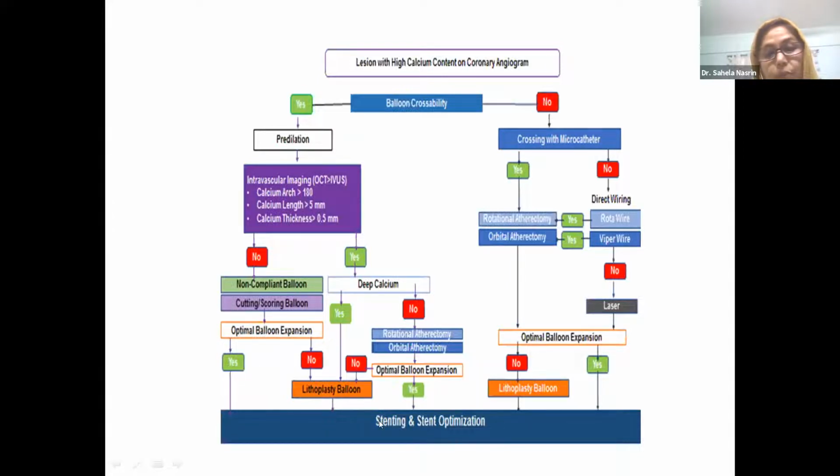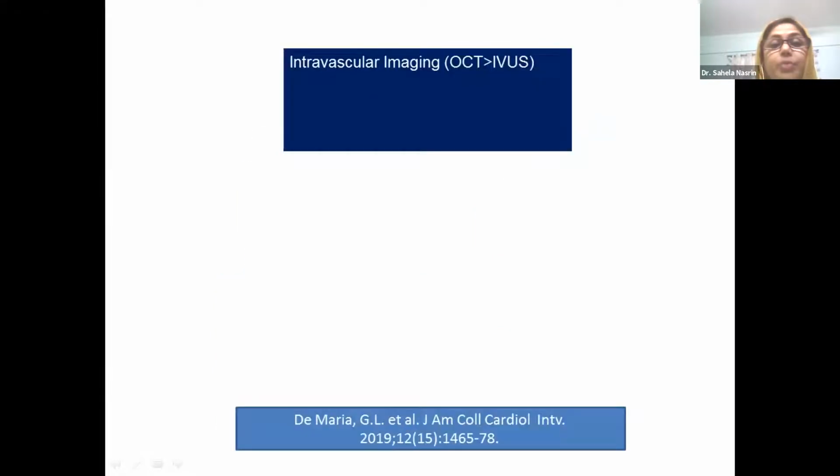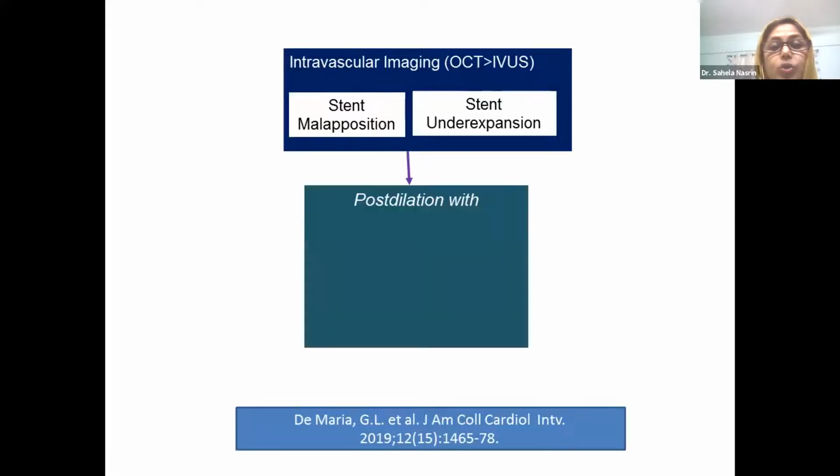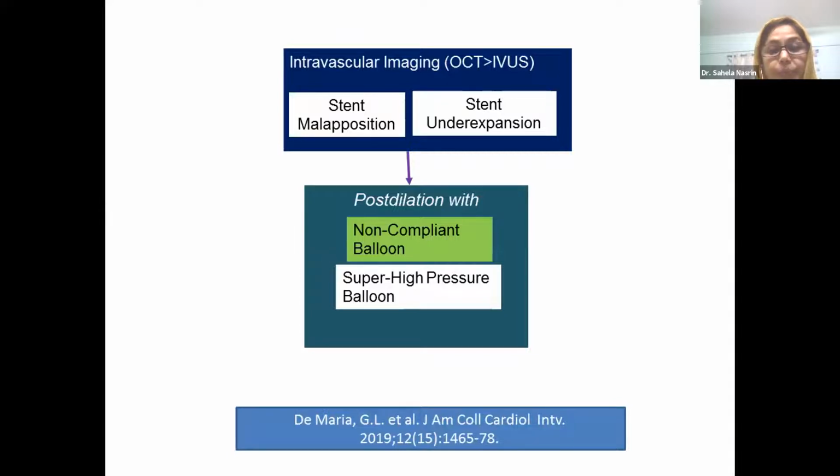So we went for stenting, and we assessed the stent optimization by intravascular imaging like IVUS, as there was some kind of stent under expansion. So we did post-dilatation with non-compliant balloon. This is the algorithm of lesion with high calcium content.